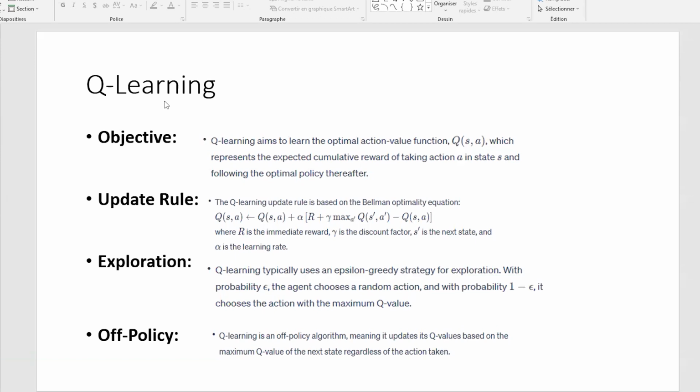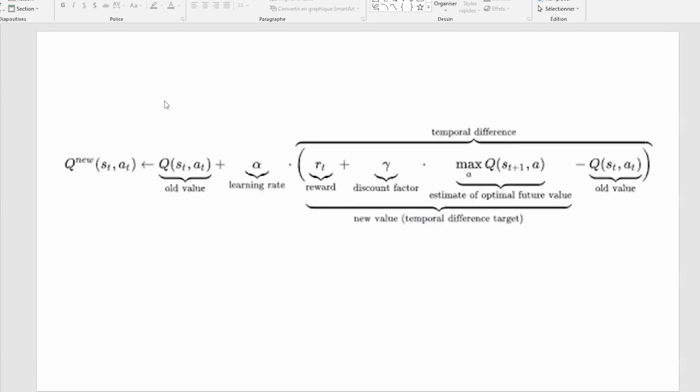Q learning is an off-policy algorithm, meaning it updates the Q value based on the maximum Q value of the next state, regardless of the action taken. So this is another description of the Bellman equation.